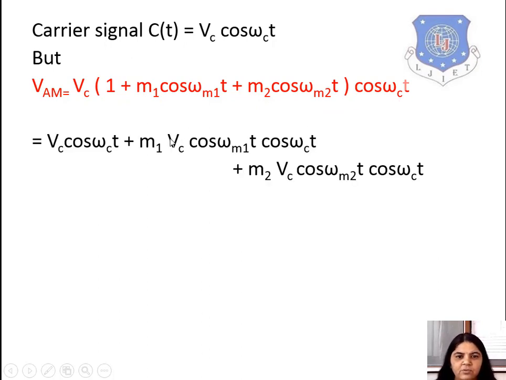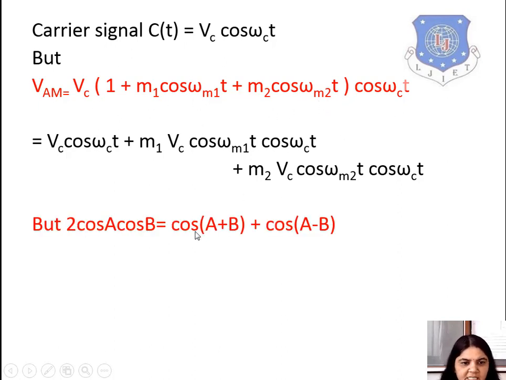So now we take this Vc inside the bracket and multiply with cos omega ct. In the earlier case, we took the sine wave; over here, I took the cos wave. Both are the same, you know the spectrum of the sine wave and the cosine wave. So it is Vc cos omega ct plus m1 Vc cos omega m1t cos omega ct plus m2 Vc cos omega m2t cos omega ct.